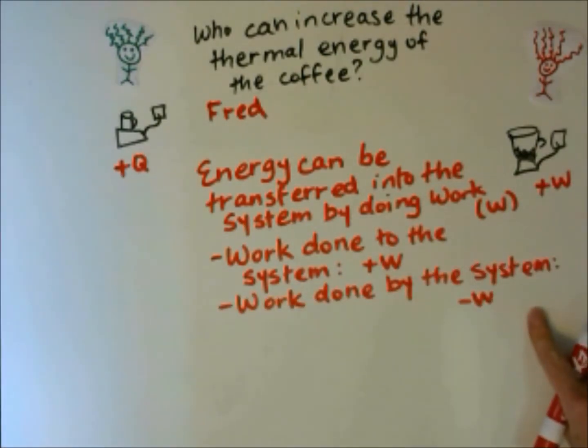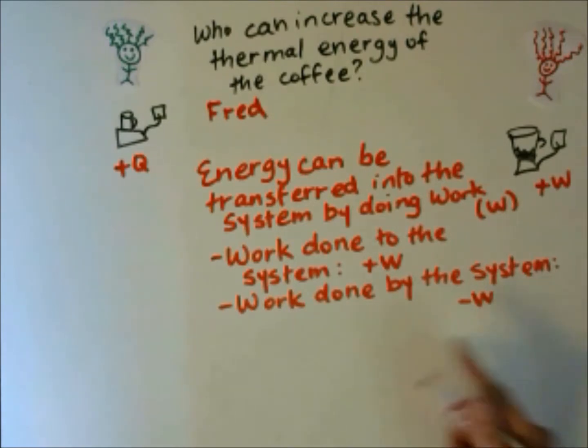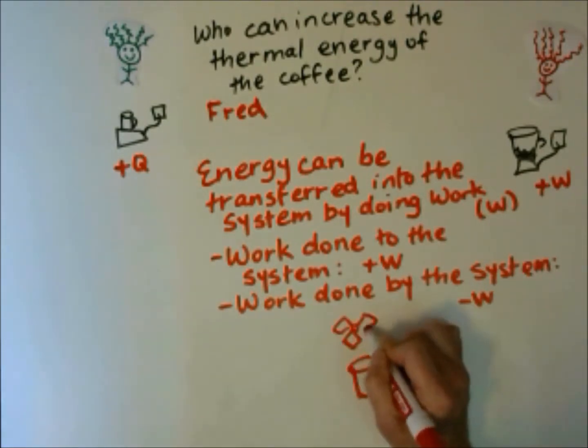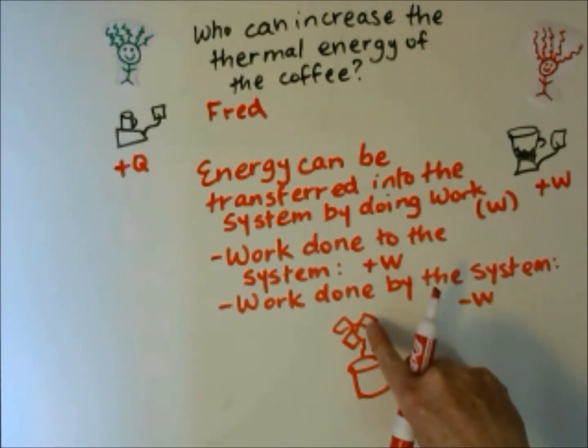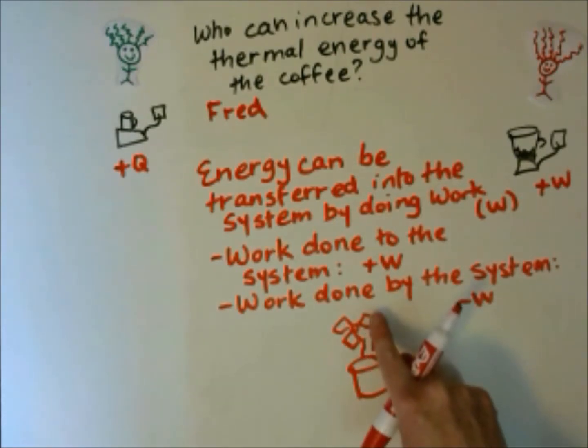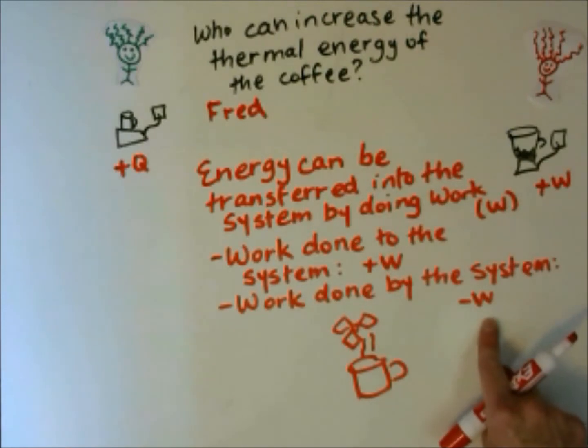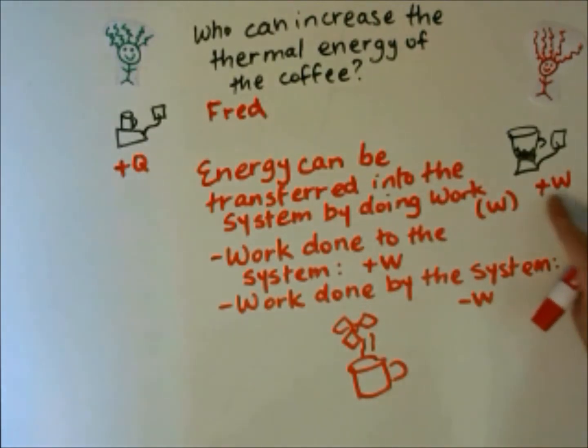If work is done by the system, it's going to be a negative W. That would be an example like if the steam from your coffee is turning a pinwheel, you are doing work out of the system. Work is being done by the system to turn the pinwheel. So that would be a case of negative W. But for her, she's doing positive W.